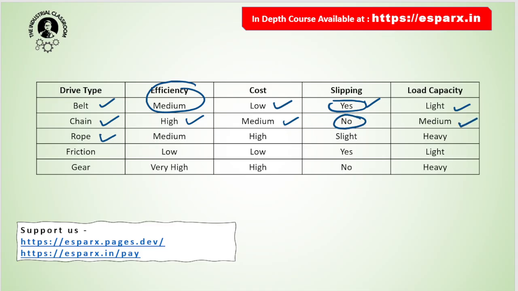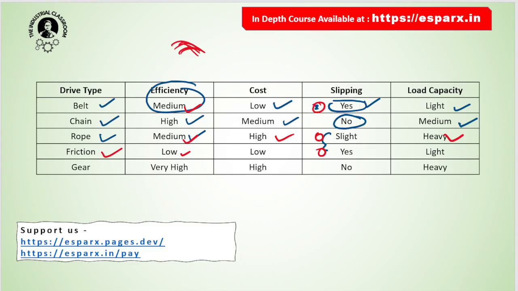In rope drive, we see medium efficiency. Whenever there is slippage, the efficiency will be low. For example, here there is slippage, and the efficiency is low. Next, the cost of the rope is high because there are intertwined structures, which is very difficult. Load capacity is heavy.